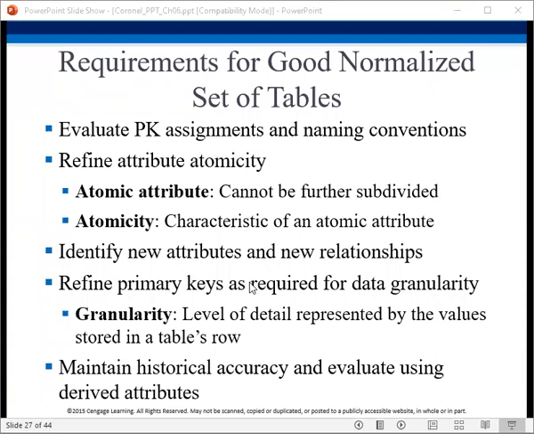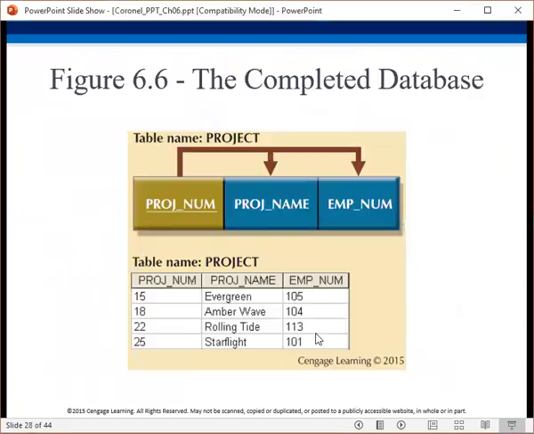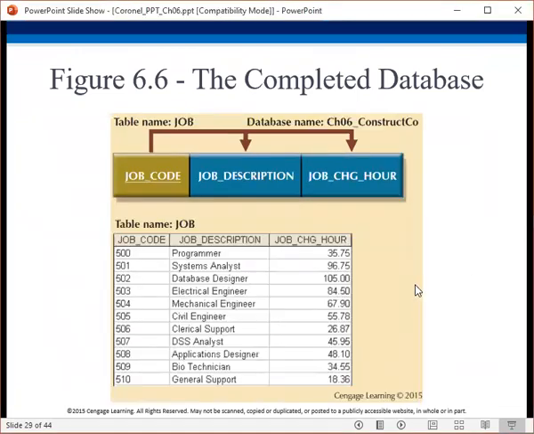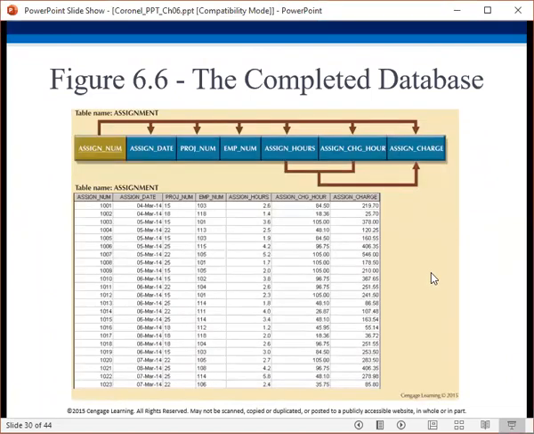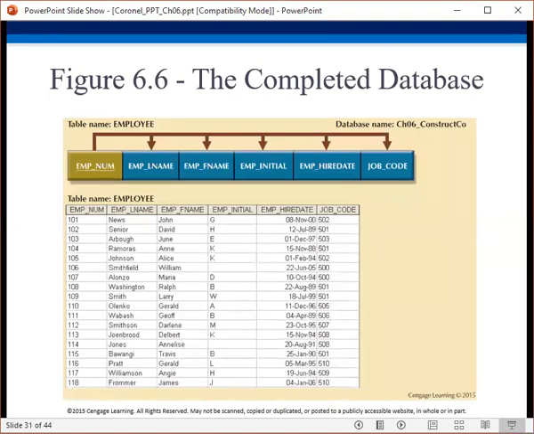So again, when we're looking at our requirements for a good normalized set of tables, every non-key attribute is about the key, the whole key, and nothing but the key. Then we can start adding values into our records. As we see here, we put project information in, we put job information in, then we have our completed database: assignments, and then the employee.